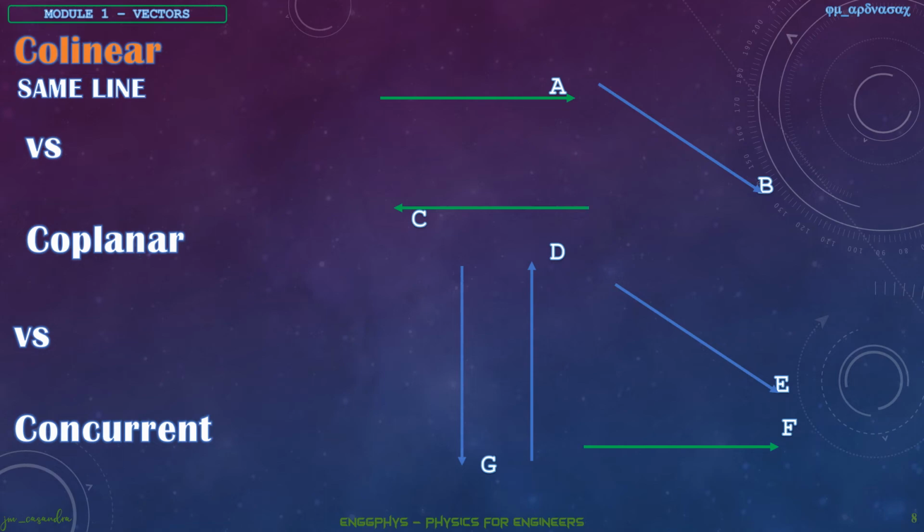They are all along the horizontal. Okay? And then we have vector G. So which is collinear to vector G? That would now be vector D. So they are both along the vertical. Then next, for B, it is now collinear with vector E.